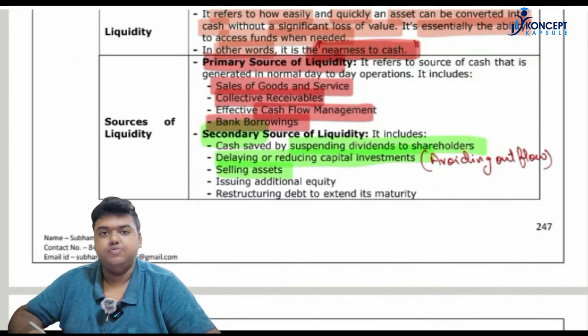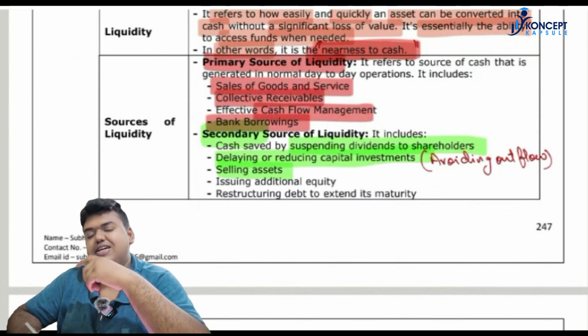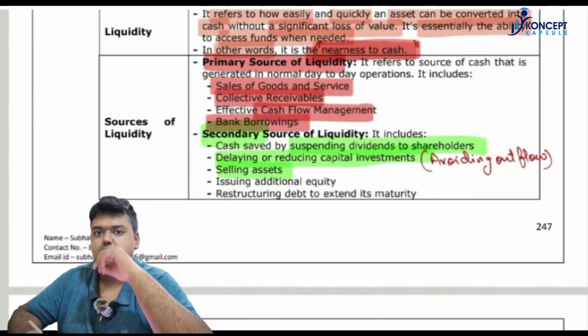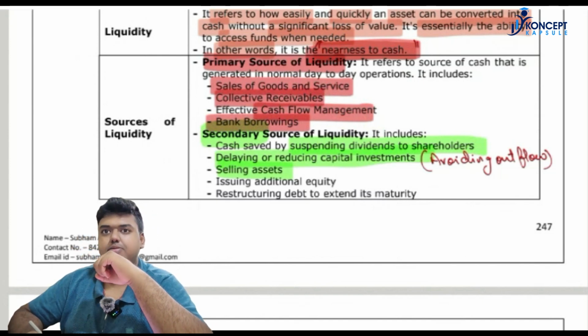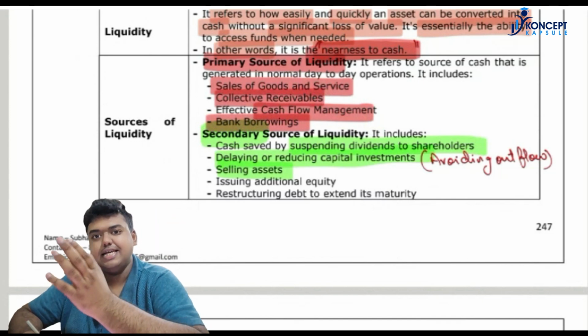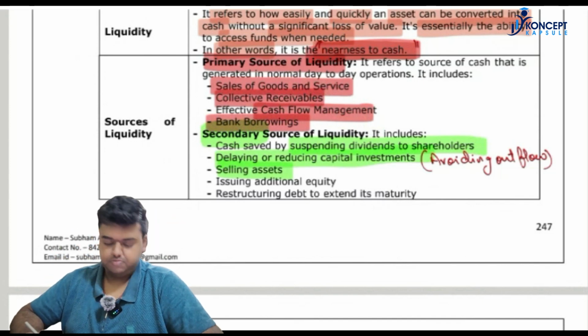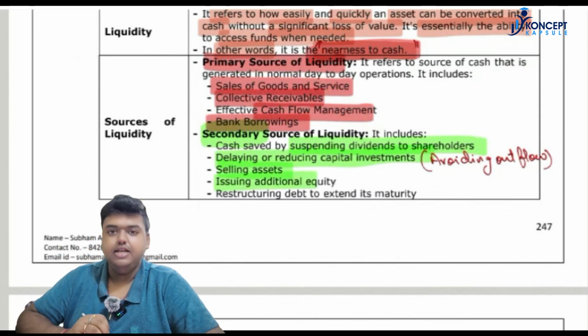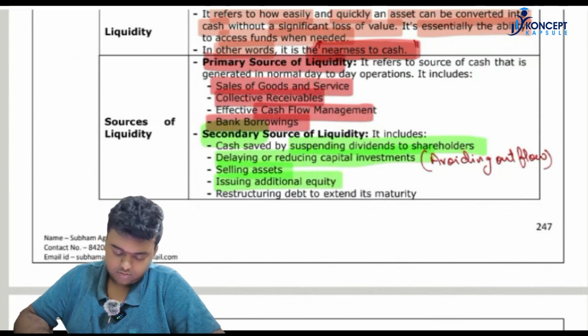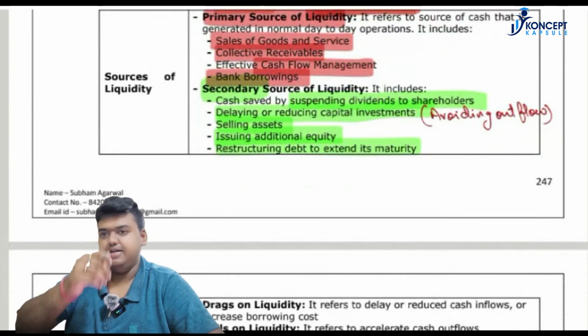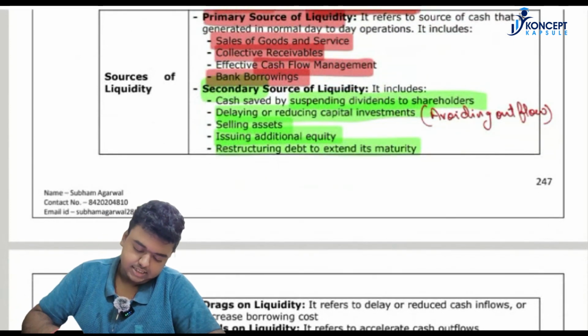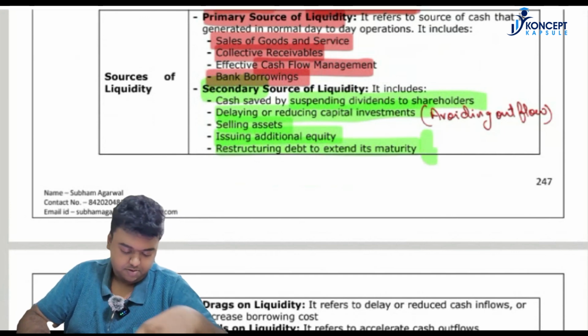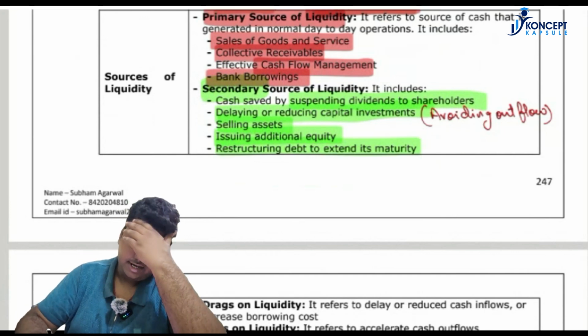Selling of assets. Do you really think selling of assets is a logical method to bring cash in the business when the asset is useful to the business? No. That is why it is kept in the secondary space. Issuing additional equity and restructuring debt to extend its maturity. In all these cases, the majority is talking about avoiding cash outflows.